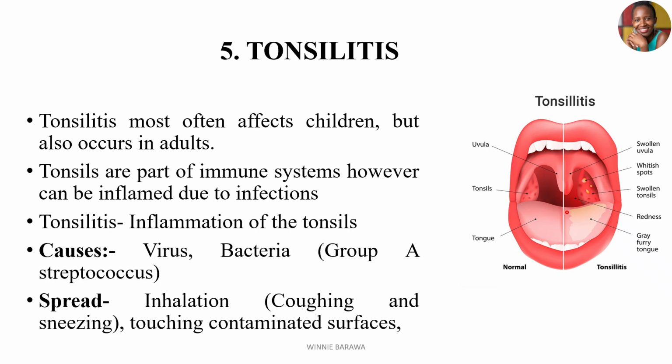On the causes, tonsillitis is known to be caused by either viruses or bacteria, and group A streptococcus bacteria are known to be the common one. So how can tonsillitis spread? It's a very infectious disease. You can easily spread it to others, normally through inhalation, either through coughing or sneezing, but it's airborne basically. And then you can also spread tonsillitis through touching contaminated surfaces, or surfaces that have been exposed to microorganisms that are known to cause tonsillitis.